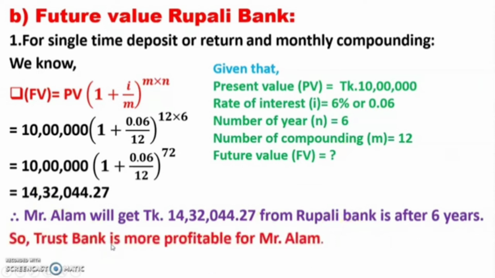So Trust Bank is more profitable for Mr. Alam, because the future value of Trust Bank is more than the future value of Rupali Bank. So Mr. Alam invested in Trust Bank for more profit. Dear students, I hope all of you understand how to calculate future value for single deposit or return in yearly compounding, and also monthly compounding.